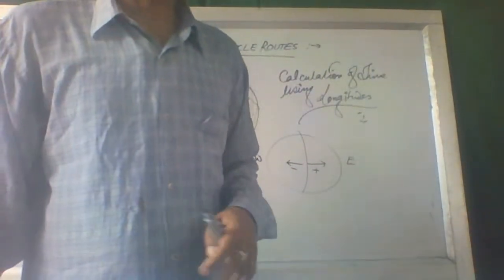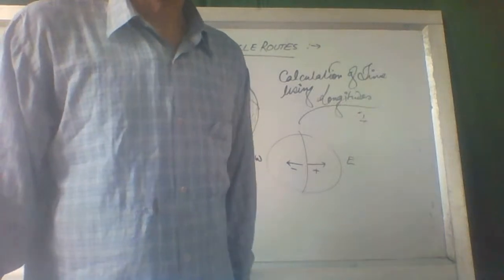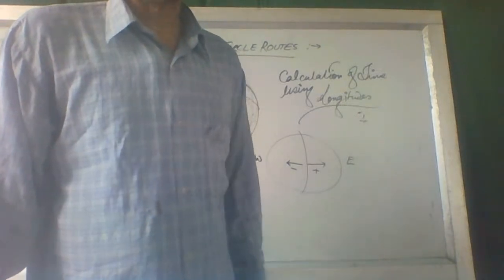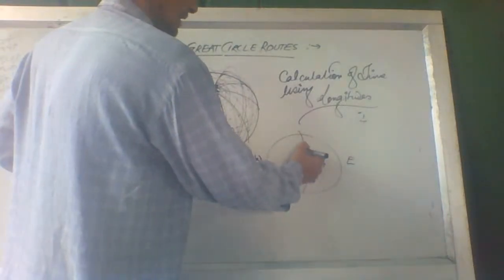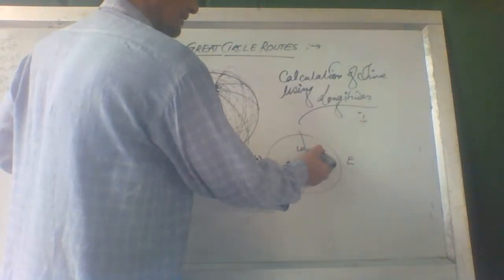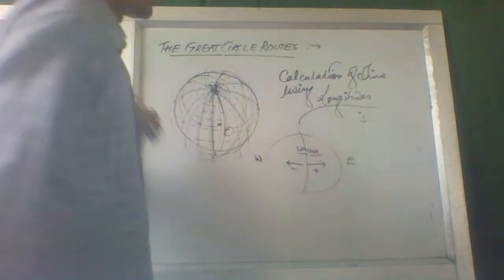The zero degree meridian passes through the Royal Astronomical Observatory at the Greenwich village near London. It is called the prime meridian. London, L-O-N-D-O-N. This is London.